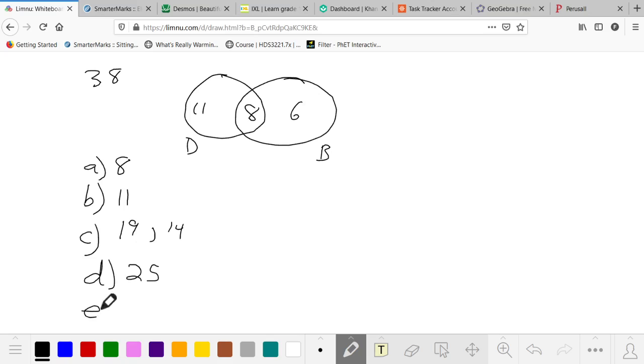So finally, how many are in neither? Well, if there's 38 students in the whole class and there's 25 in at least one, 38 minus 25 means there are 13 that are in neither.